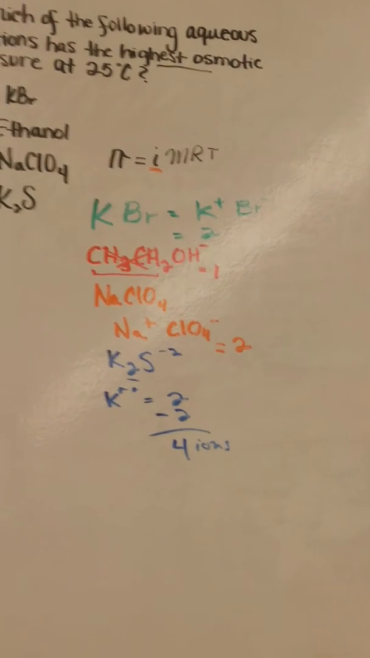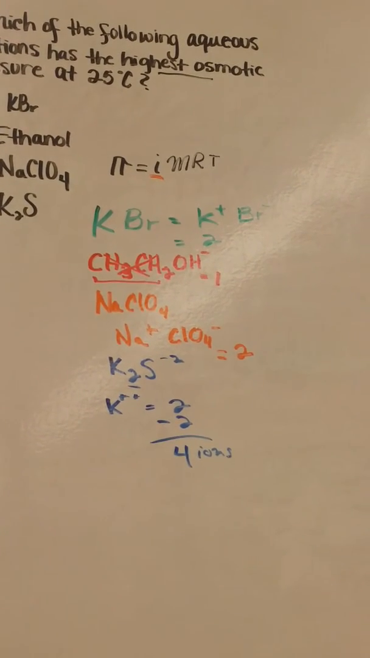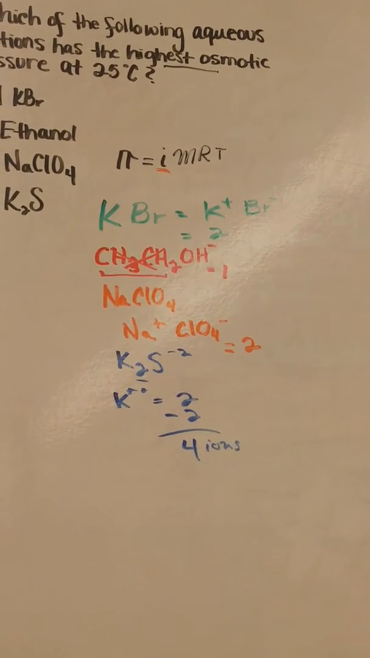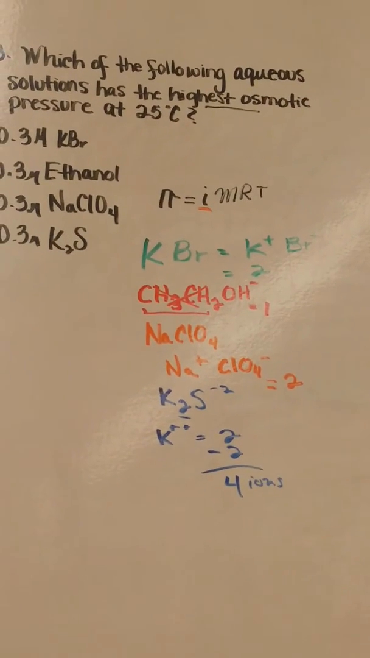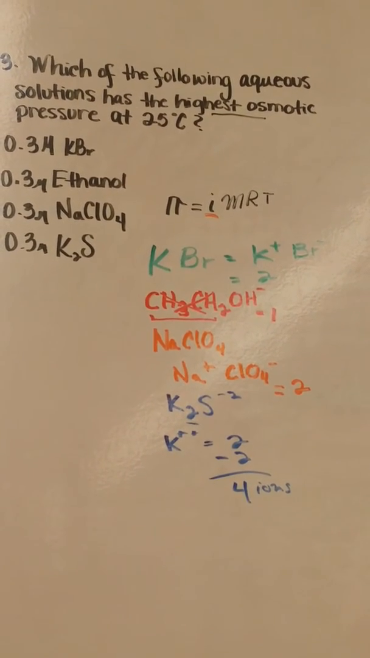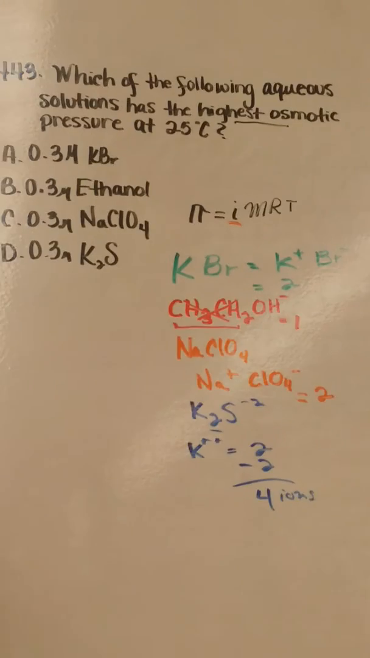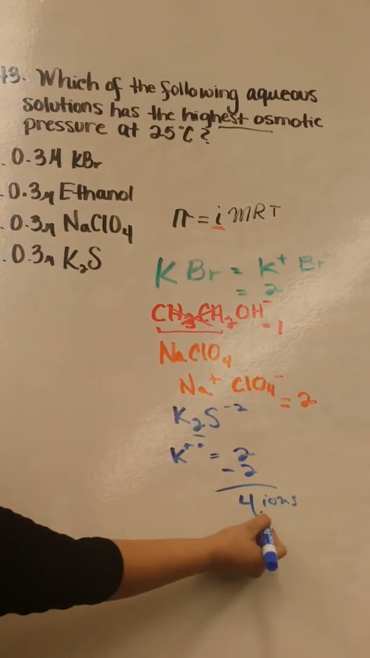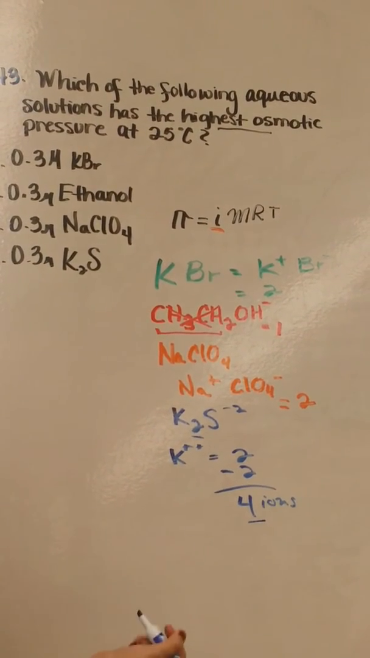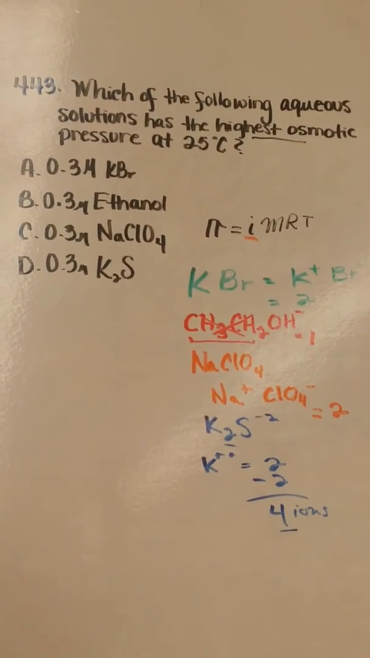So if you look at all of them, you see that, as I mentioned in the beginning, it depends on ionic strength, or which has the most ions. And the one that has the most ions, we can see that it's K2S with 4 ions. So therefore, D is your answer.